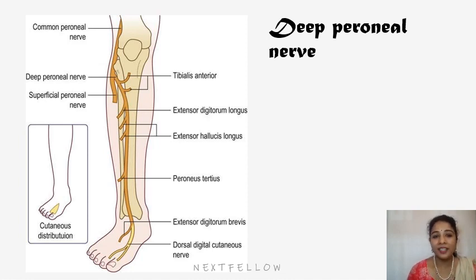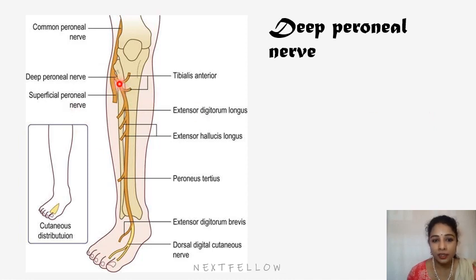Let's talk about the deep peroneal nerve or deep fibular nerve. It begins at the bifurcation of the common peroneal or common fibular nerve at the neck. We know one branch is the superficial peroneal nerve, which we just covered, and this is the deep peroneal nerve. The deep peroneal nerve is the nerve of the anterior compartment of the leg.